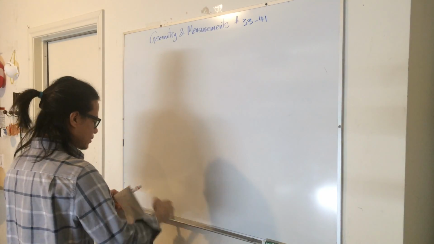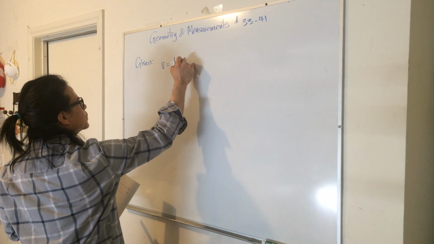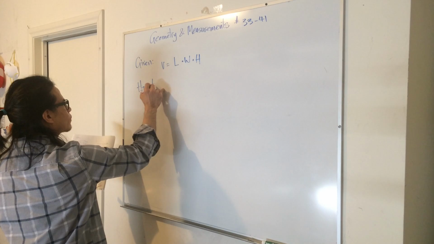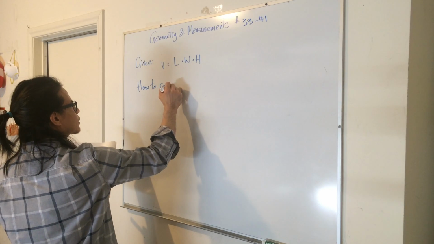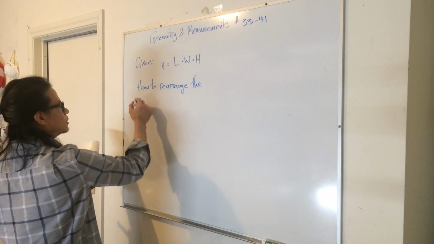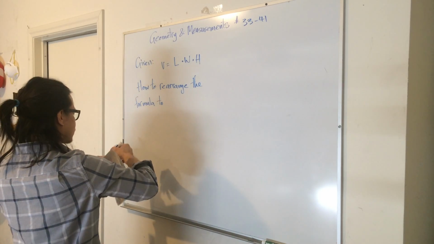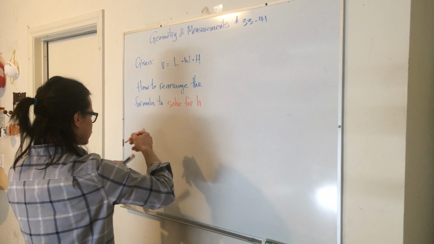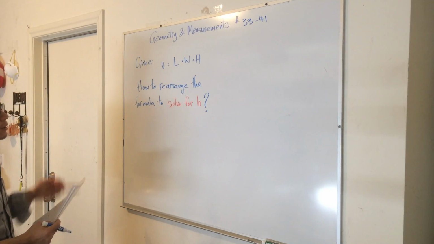Okay, so let's say you're given volume equals length times width times height. How would you rearrange this formula there to solve for h, for example? The height. Solve for h. Okay? So just a little variation to what we're accustomed to.